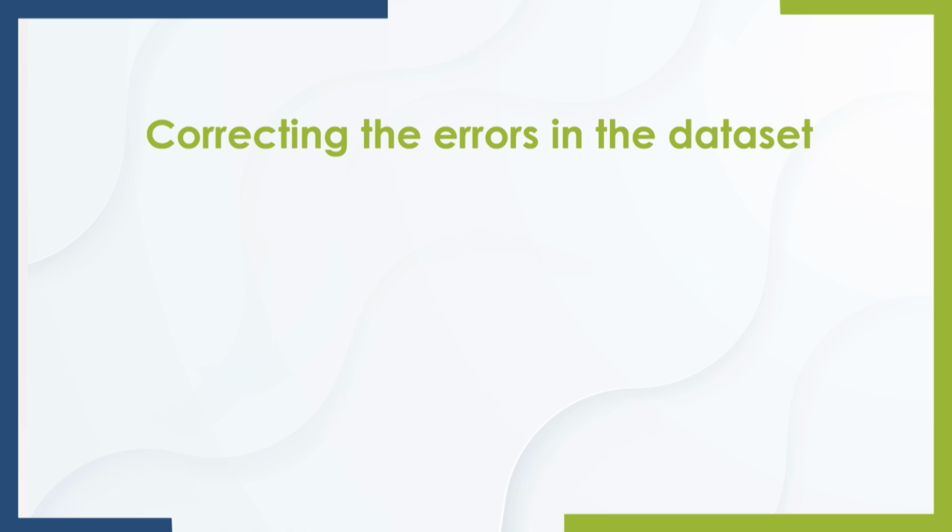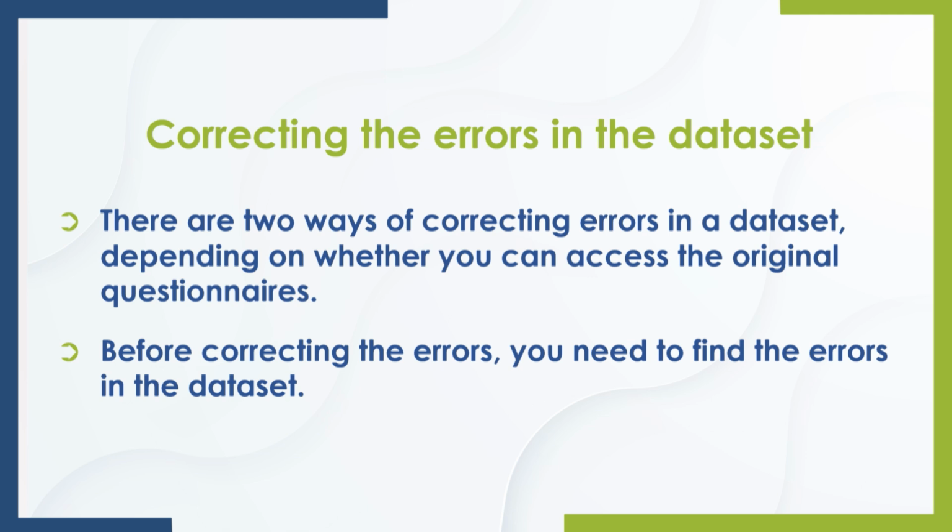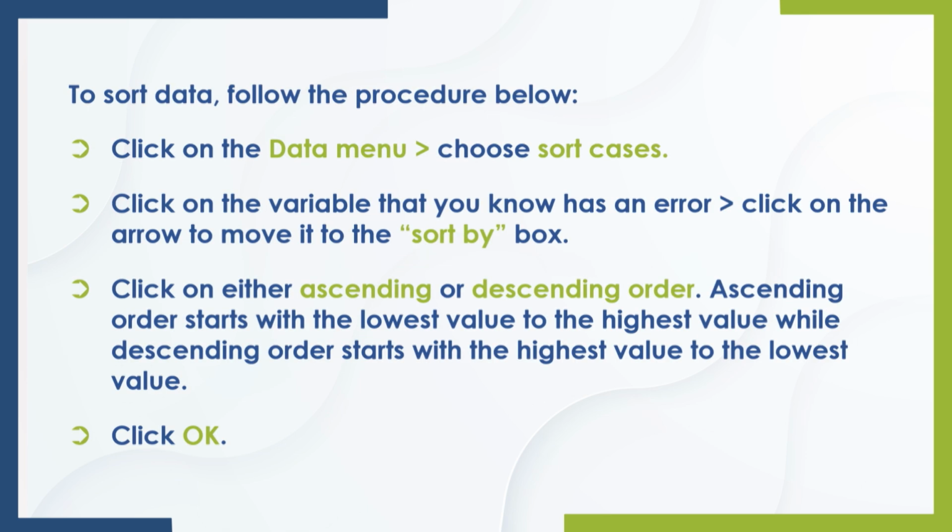Correcting errors in the dataset. There are two ways of correcting errors in the datasets, depending on whether you can access the original questionnaires. Before correcting the errors, you need to find the errors in the dataset. To sort data, follow the procedure below.